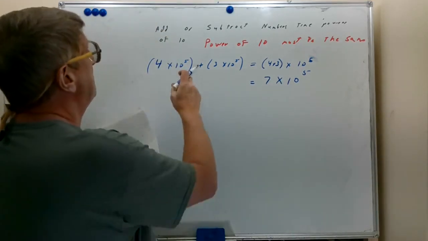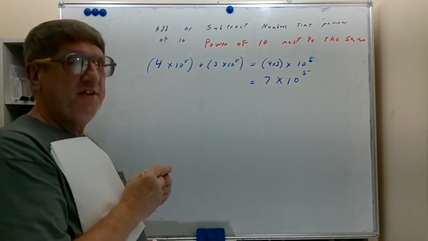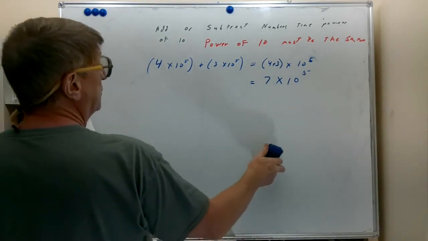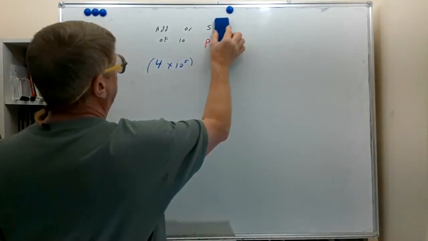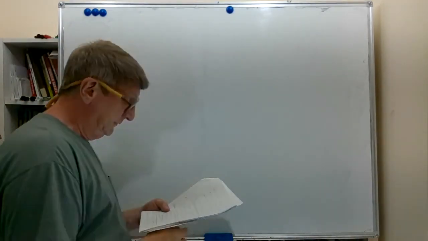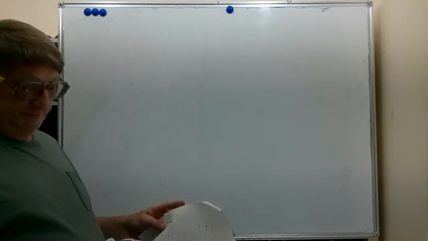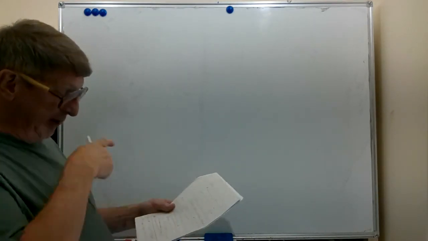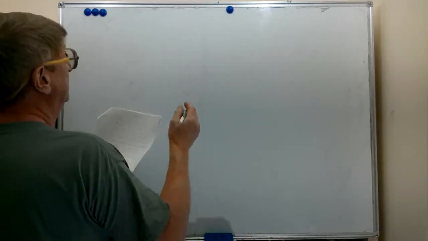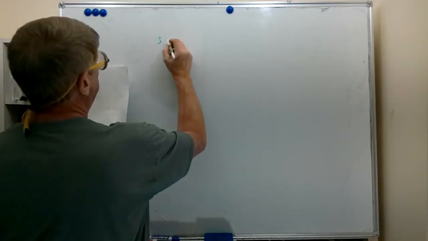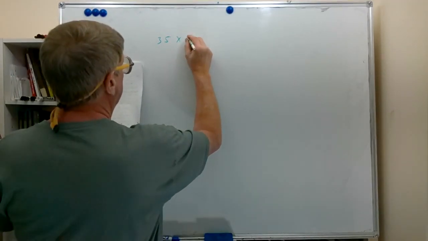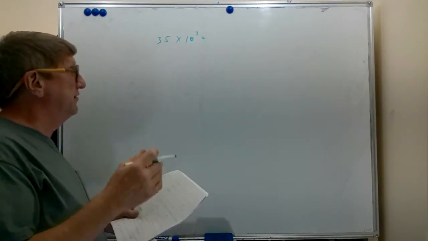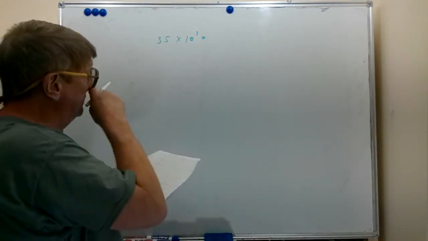Now, if these do not match, we have to modify the number so they do have the same power of 10 before we do the addition or subtraction. So we're going to do a couple examples of how to do that. We're going to give an example of a number: 35 times 10 to the 3rd. Let's say we needed to change that into 10 to the 4th. How would we do that?